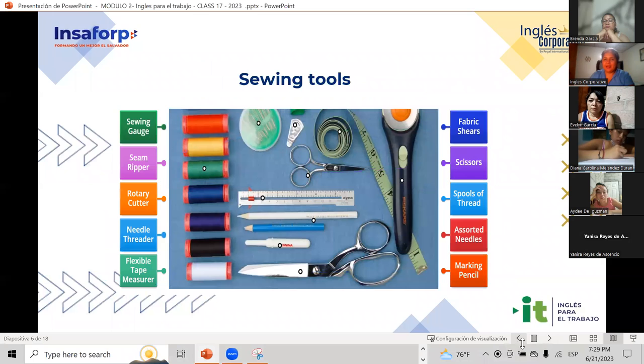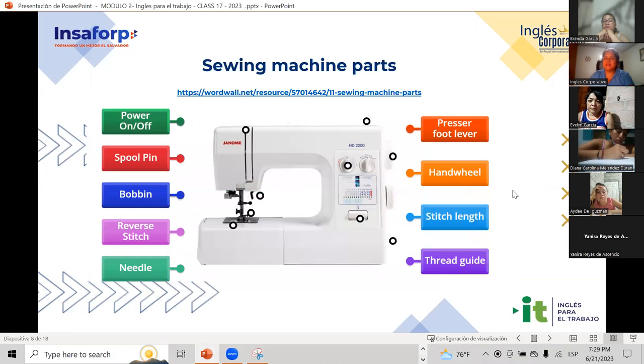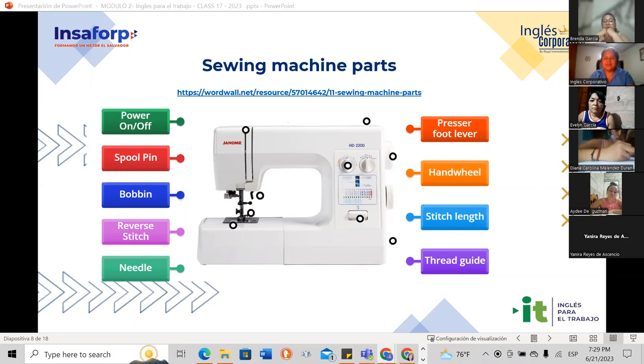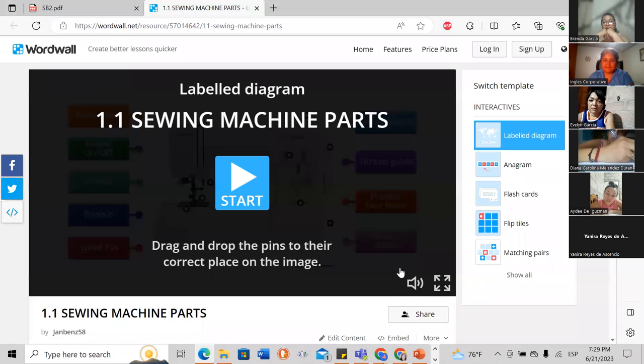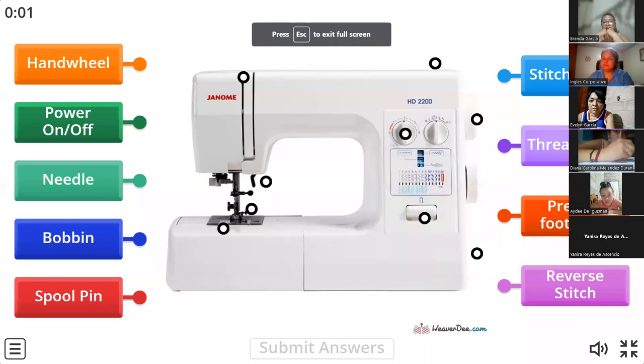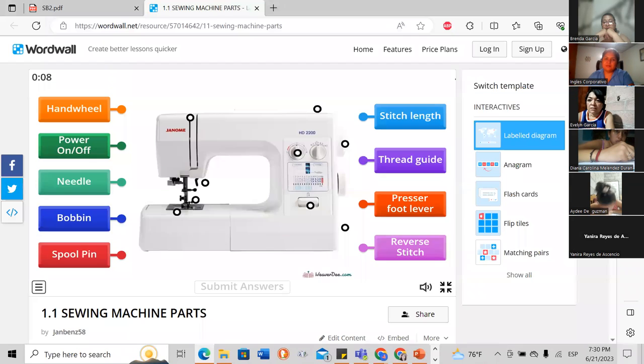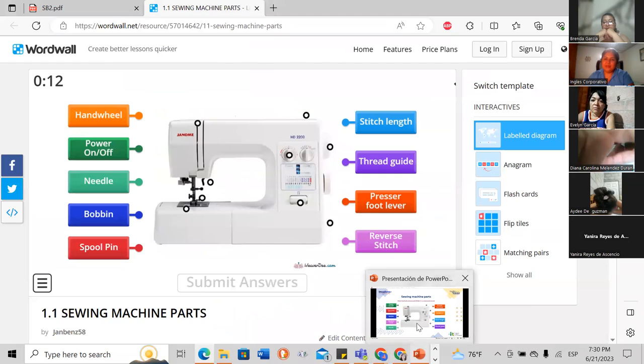Okay. Now I have the parts of the machine, the parts of the sewing machine. I want you to try to think and try to identify what are the parts of this machine, the sewing machine? Power machine. Okay, we'll give you 1 minute to think about that.